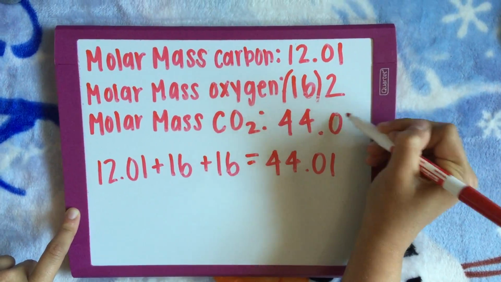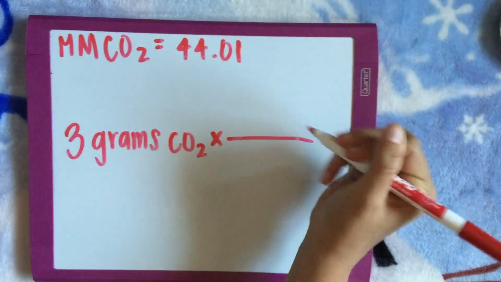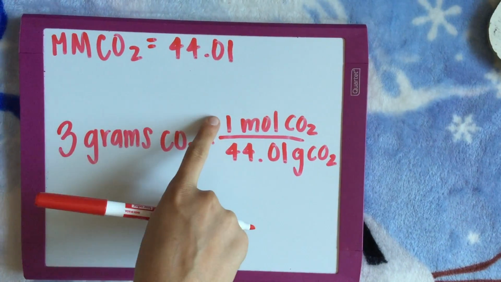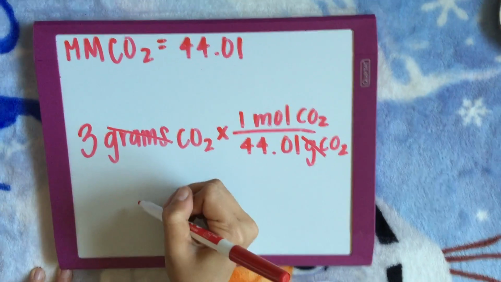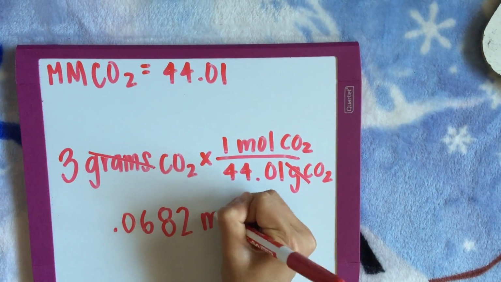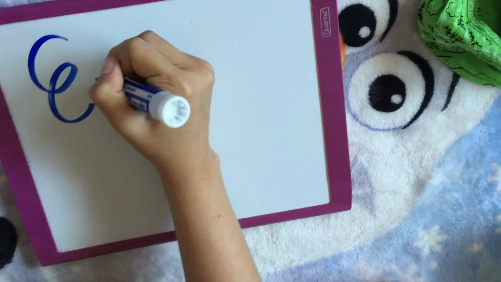Then, to convert grams to moles, you must multiply the 3 grams of CO2 by 1 mole of CO2 over 44.01 grams of CO2. With this multiplication, you can cross-cancel, as you may have learned in your 5th grade math class, and end up with 0.0682 moles of CO2.